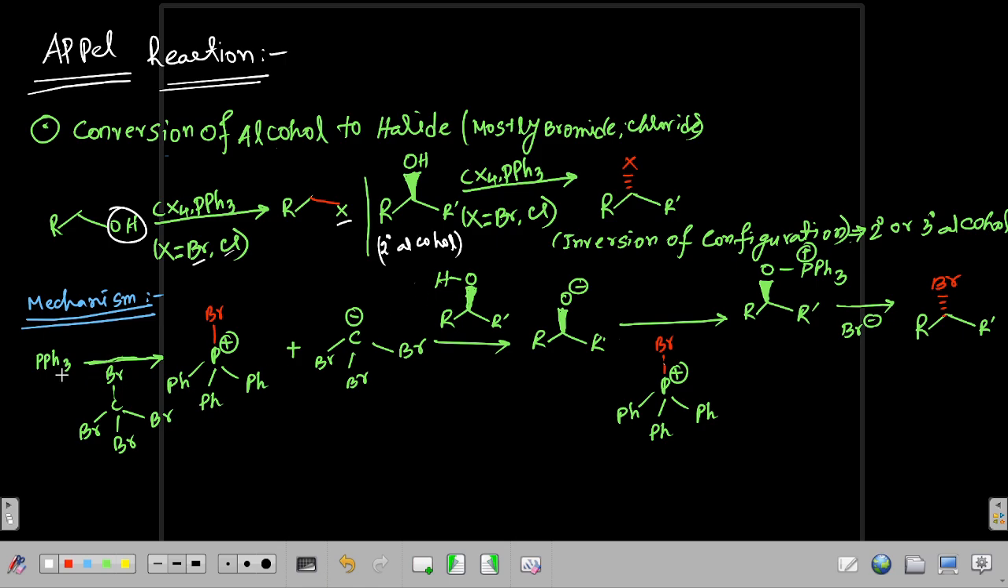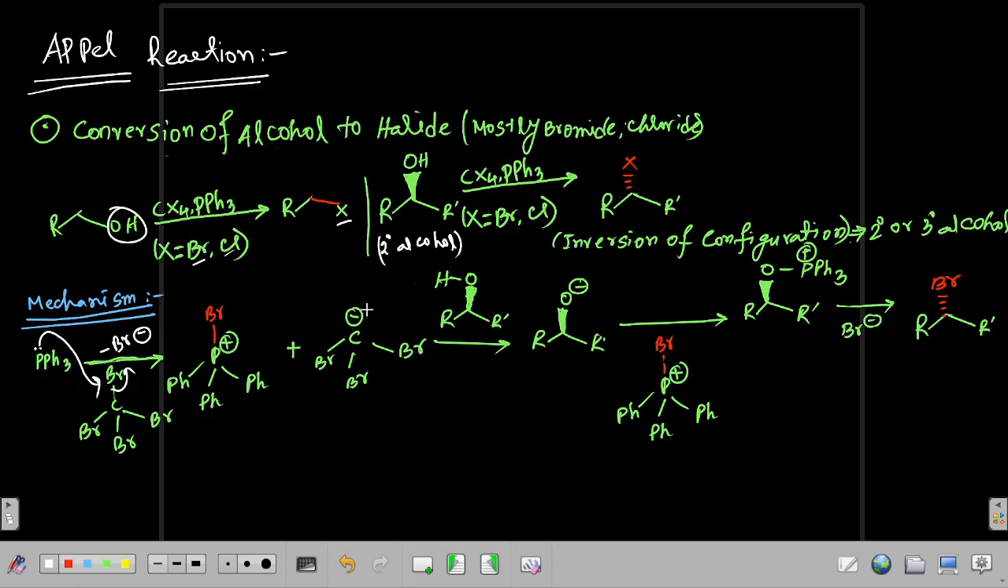So now we will jump to the mechanism. Triphenyl phosphine will react with carbon tetrahalide. Here we are using carbon tetrabromide. So we have here phosphorus with one lone pair. This lone pair will attack on this carbon center and it leads to the removal of this bromide ion. So here the bromide ion will leave, so it will form a phosphorus bromide bond, and here a carbon tribromide anion.